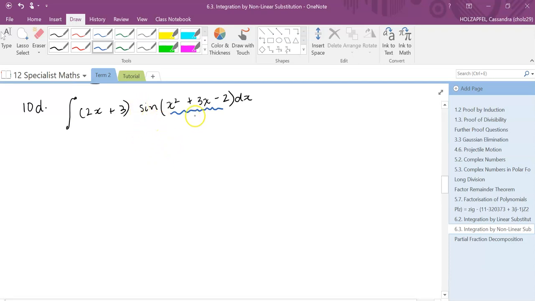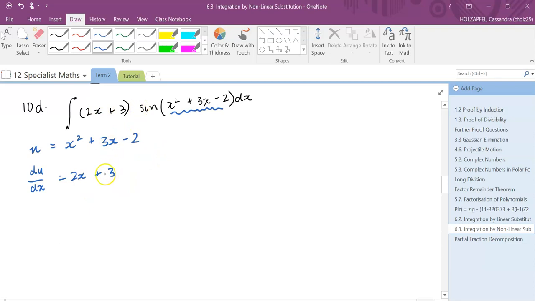And the reason that I could say that this is the lowest level of brackets is because really this is 2x plus 3 times sine of (x squared plus 3x minus 2). And so the innermost set of brackets is going to be this function here attached to the sine. So that's just my little tip for picking inside functions. So we're going to let u equal x squared plus 3x minus 2. And then we're going to find the derivative of that function with respect to u.